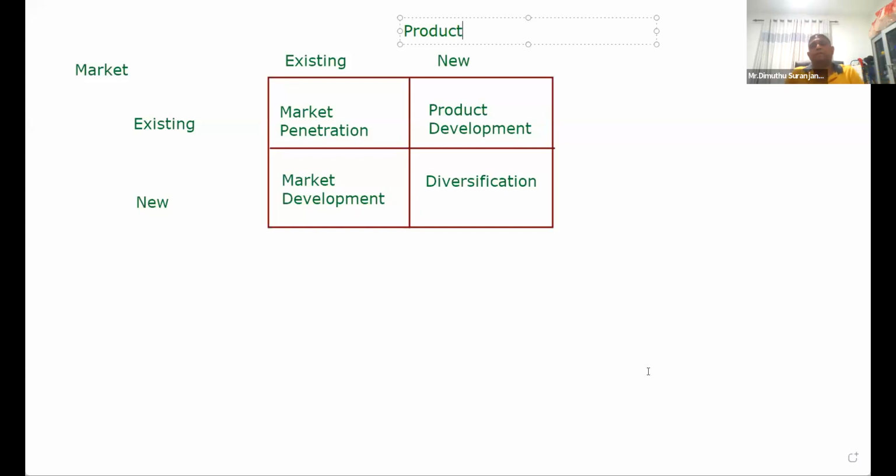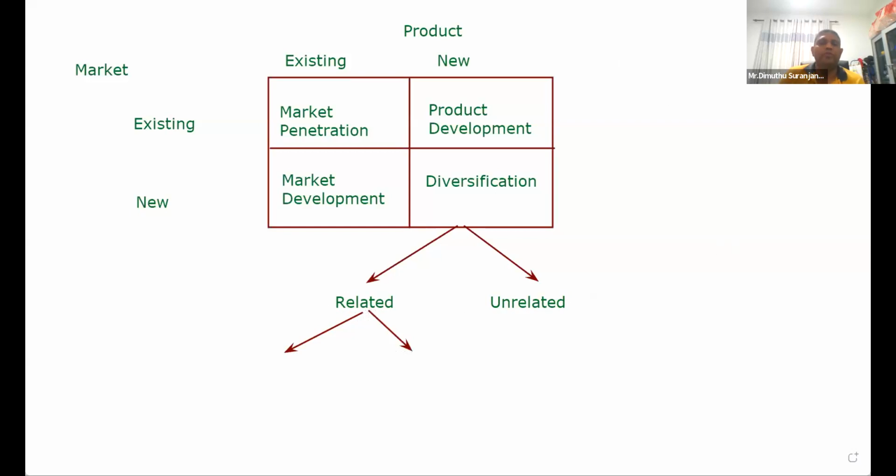So when it comes to diversifications, you remember diversifications. Diversification can be of two parts. What are the 2 diversifications? Related diversification and the other one is unrelated diversification. Then related diversification is divided into 2. What are the 2? Can someone let me know?